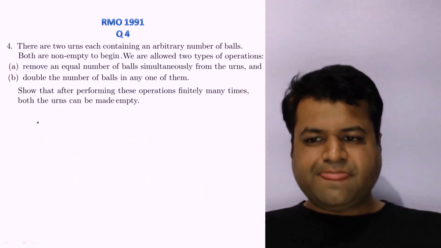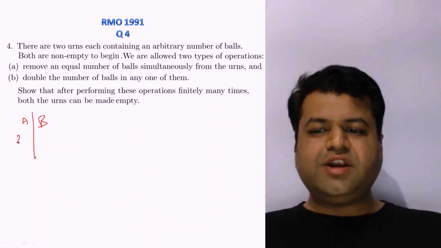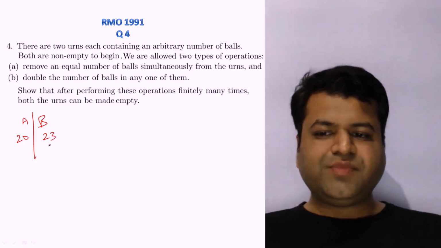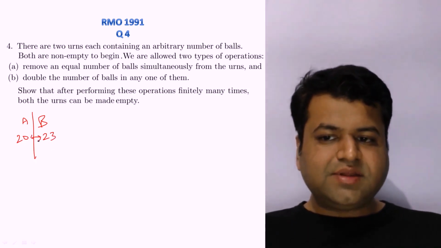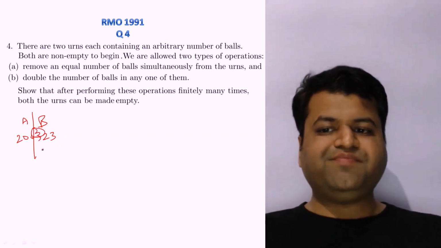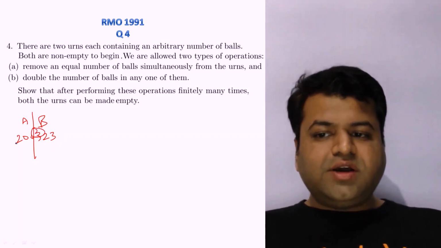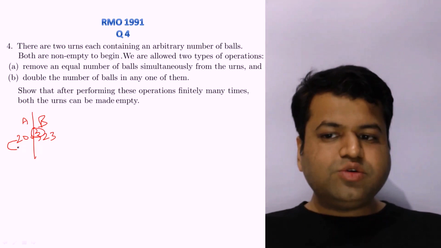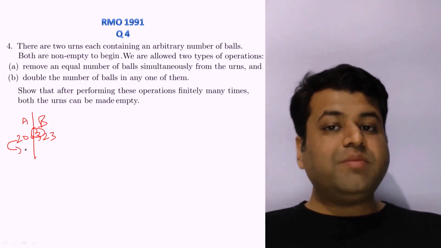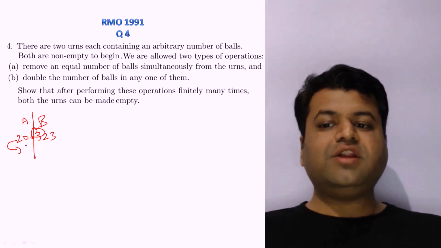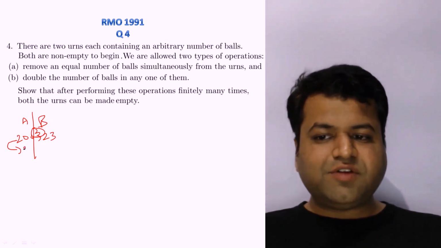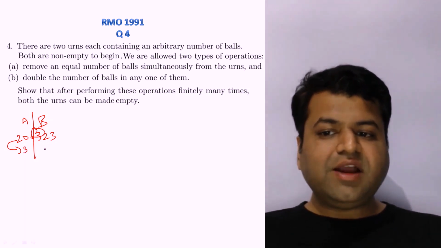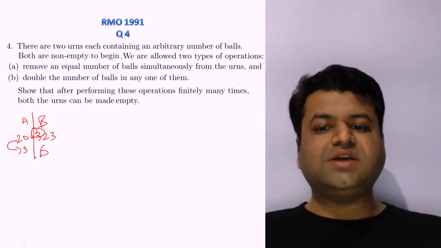Let's say this time we have, let's say, 20 balls here, 23 balls here. So what you need to do is look up the gap. The gap is 3 balls, right? Now I want this number to be reduced to 3. So how many balls do I need to remove? I need to remove 17 balls from both the boxes, right? After that, box A will contain 3 and box B will simply contain 6, right?